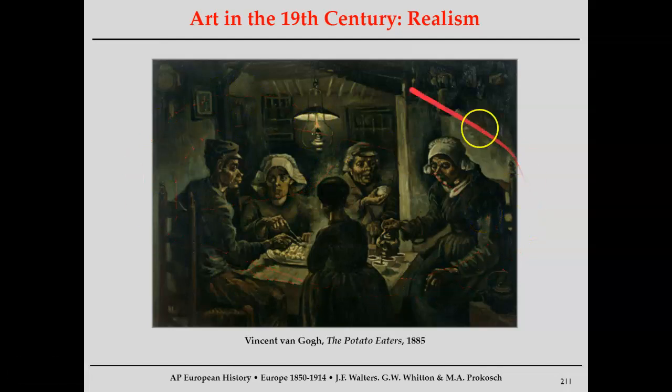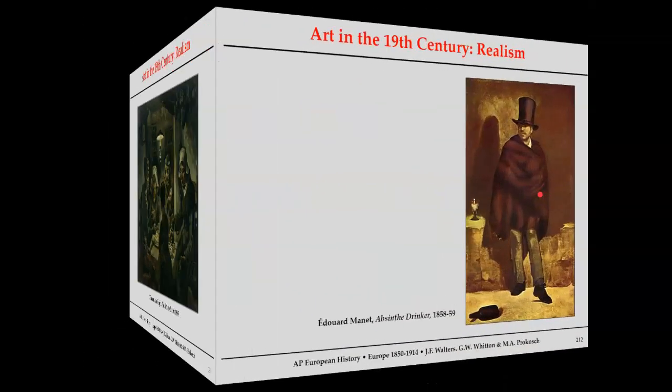The Potato Eaters, what's the reality of the working class? What's their diet? It's largely potatoes. On average, people are eating about 10 pounds of potatoes a day because that's what they can afford, and that is what sustains them. Obviously, they still can't afford meat all of the time. Well, let's see what else we got here.